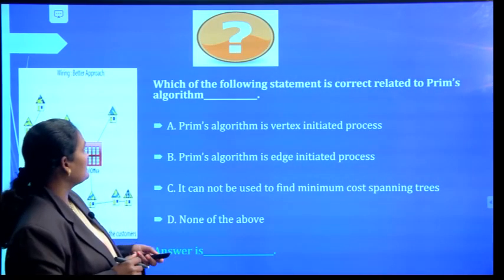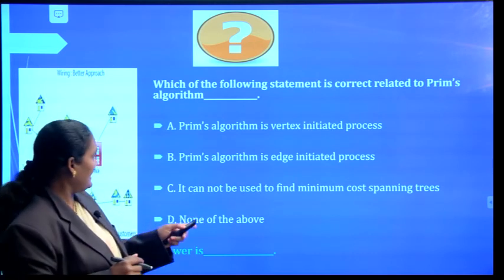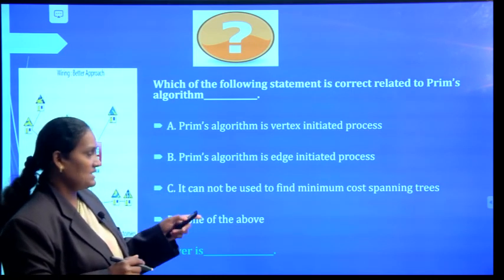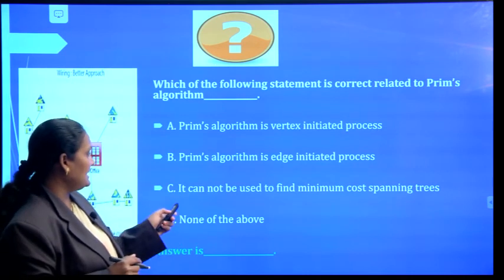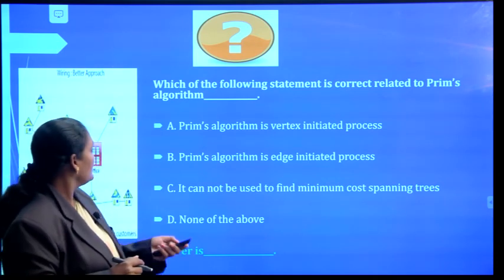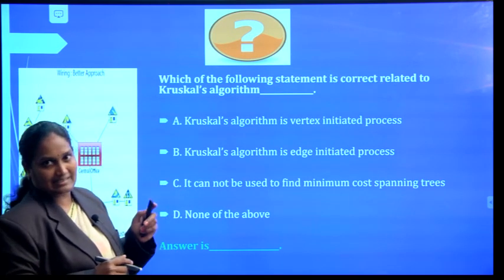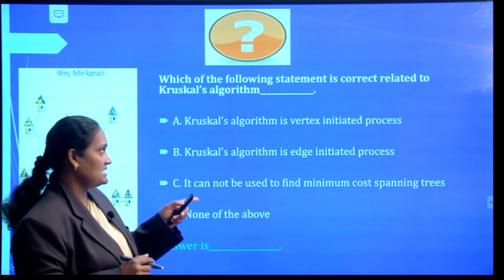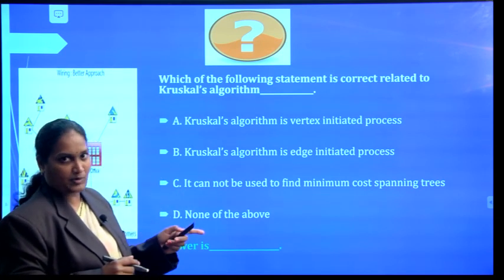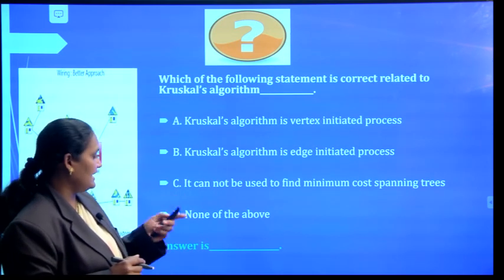The next question is, which of the following statements is correct related to Prim's algorithm? Option A, Prim's algorithm is a vertex initiated process. Option B, Prim's algorithm is an edge initiated process. Option C, it cannot be used to find minimum cost spanning trees. Option D, none of the above. The next question is, which of the following statements is correct related to Kruskal's algorithm? Option A, Kruskal's algorithm is a vertex initiated process. Option B, Kruskal's algorithm is an edge initiated process. Option C, it cannot be used to find minimum cost spanning trees, and option D, none of the above.